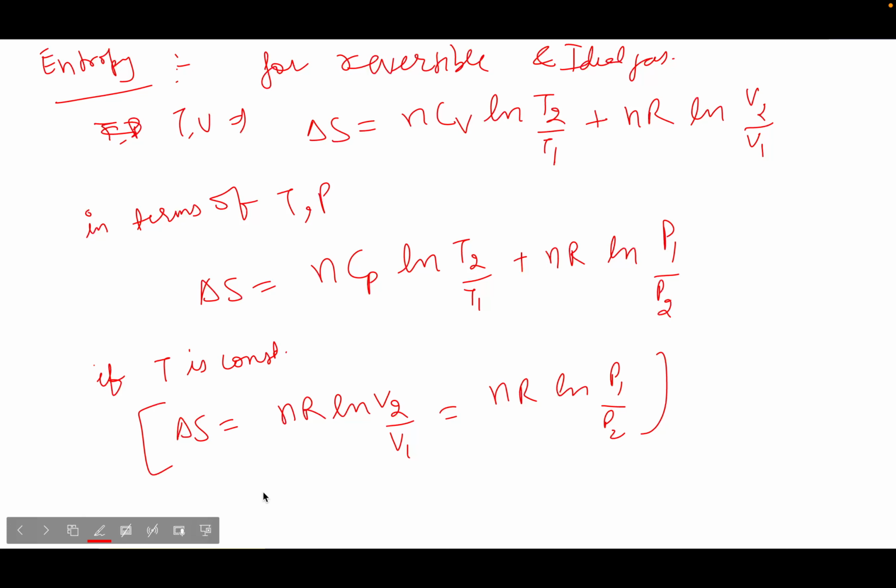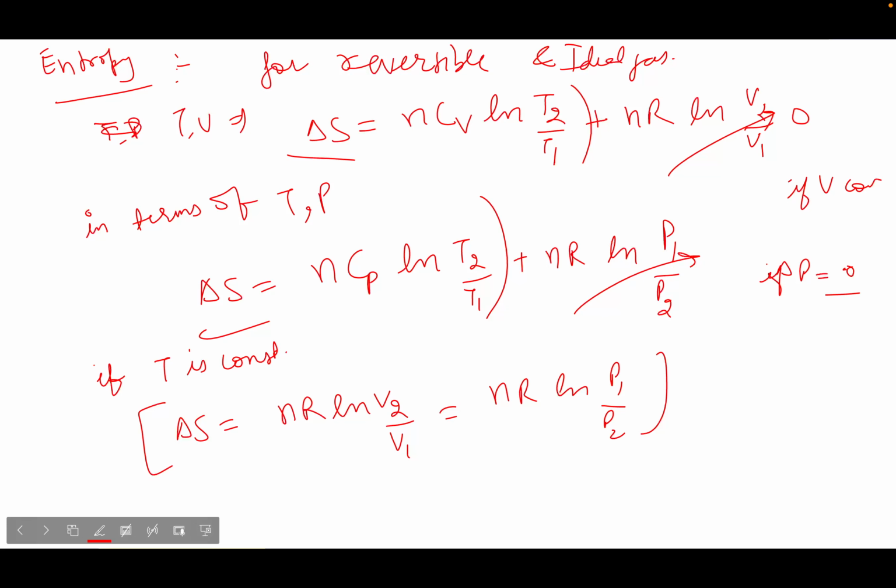Okay. And what if the volume is constant, then this will be 0. If pressure is constant, this will be 0, delta P is 0. So we can only solve these parts to get the entropy part. So these are the formulas for entropy.